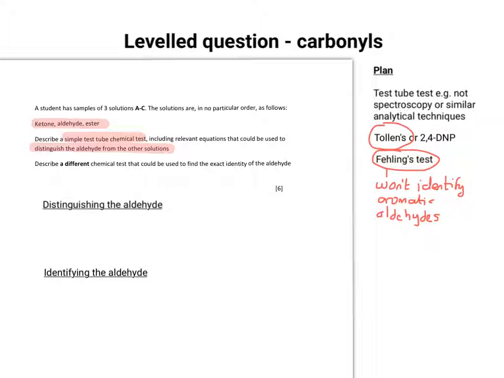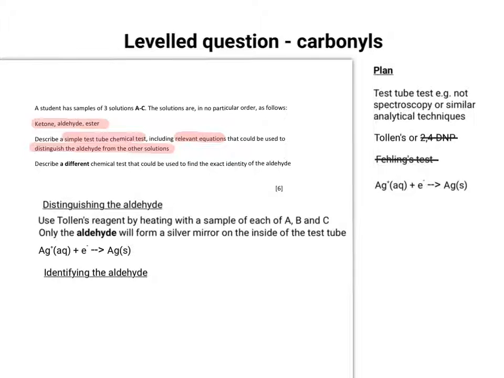So we've got two subheadings that we can break our answer down into. One subheading will be the section where we talk about distinguishing the aldehyde, and the other will be the section where we talk about identifying the aldehyde. So our plan is now starting to take shape. We've eliminated Fehling's test, and we've also eliminated 2,4-DNP at this point. So our answer so far takes us to this point.